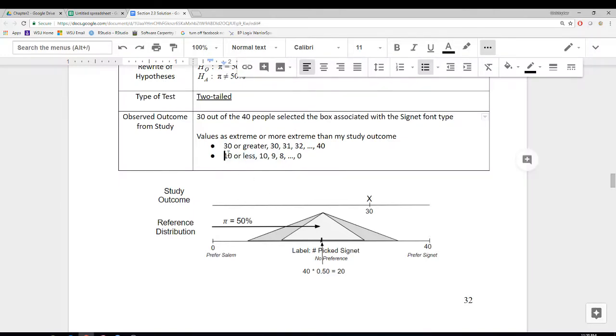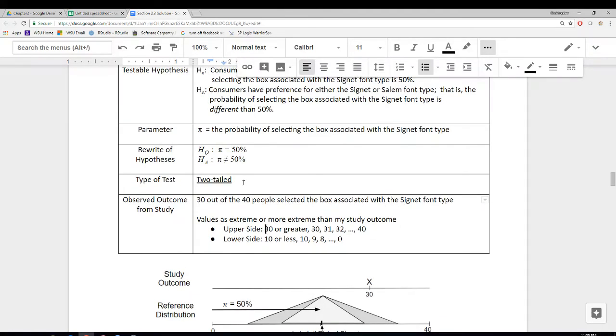So on the lower side, I'm going to use 10 or less. On the upper side, I'm going to use 30 or greater. So again, we have that other side to deal with in these two-tailed examples that we've been looking at.